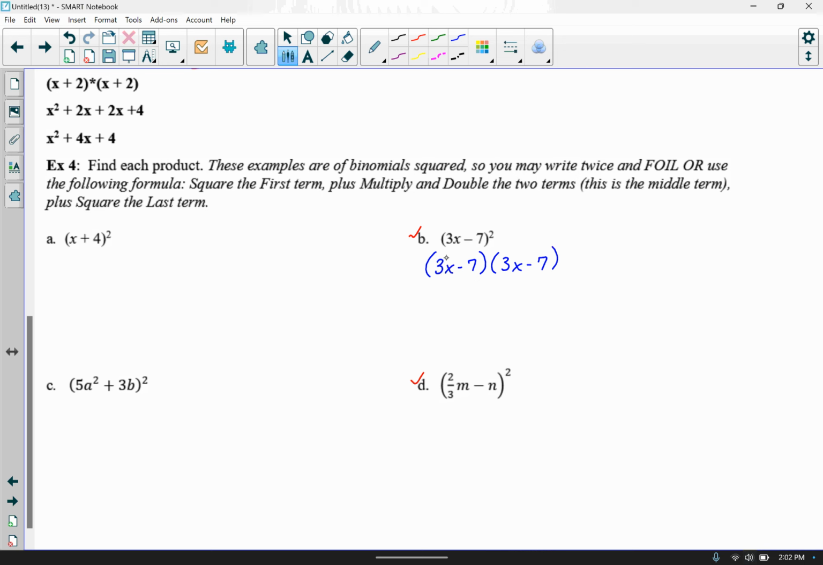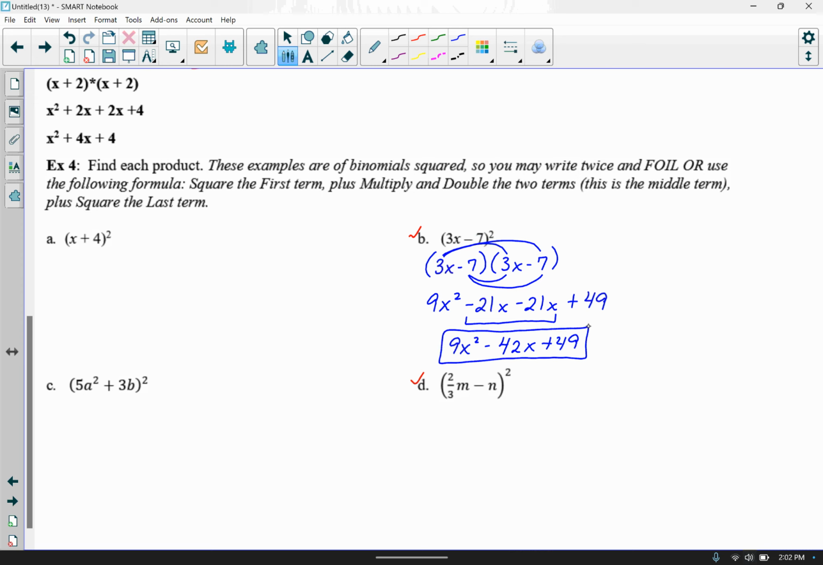So I do my first. So 3x times 3x, 9x squared. Outside, 3x times negative 7, minus 21x. Inside, negative 7 times 3x, minus 21x. Last, negative 7 times negative 7, positive 49. Then combine like terms in the center. So final answer then, 9x squared minus 42x plus 49. Final answer. Okay.